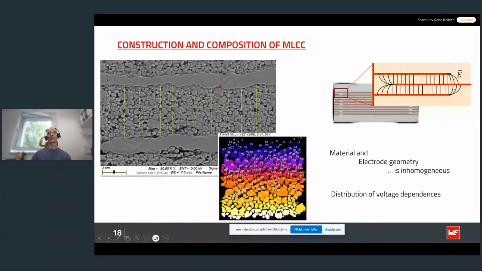Not only will we have a variation of the electric field strength due to the variation of the electrode distance, but also due to the electrode geometry. The multilayer electrodes consist of interdigitating layers, as mentioned before, which at the edges will have inhomogeneous electric fields, as shown here on the right-hand side of the slide. Hence, different material fractions are exposed to different electric field strength and thus will show a different effective voltage dependence. This is something we have to consider in the model as well.